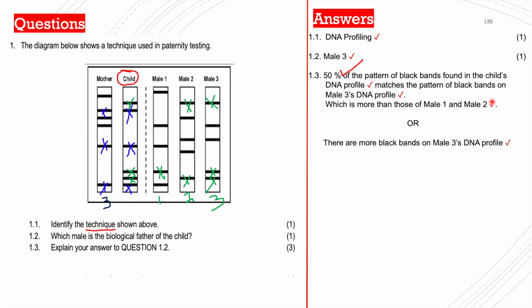Or how you would answer this question is, there are more black bands on male 3's DNA profile. Remember, we have 1, 2, 3 that are a match. Male 2 is only 2 and male 1 is only 1 match. So there are more black bands on male 3's DNA profile that match the pattern of black bands on the child's DNA profile than those found in male 1 and male 2.